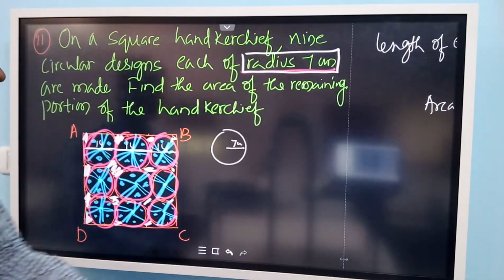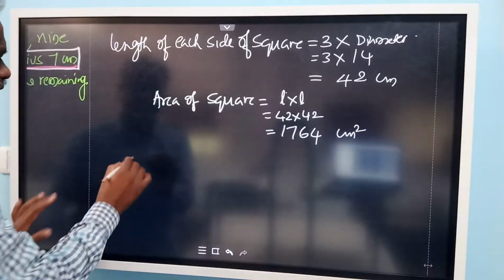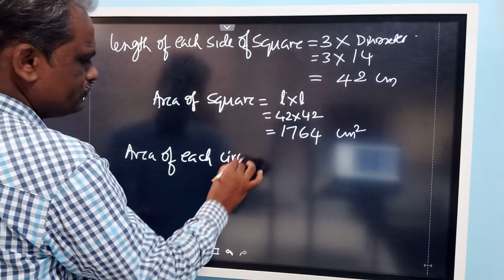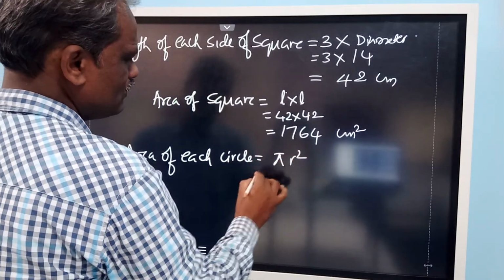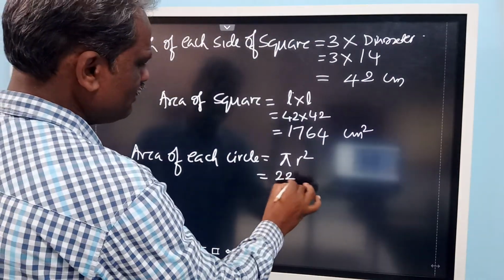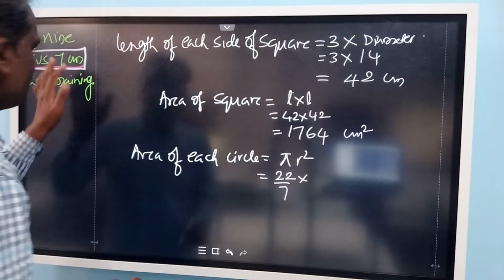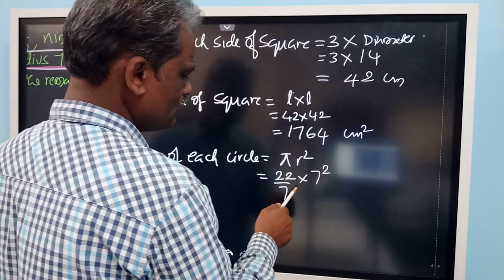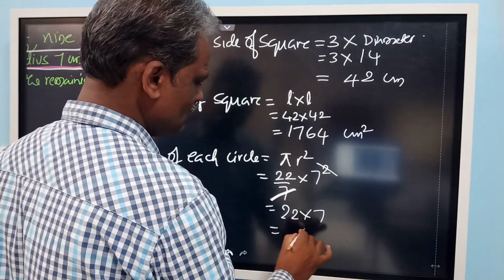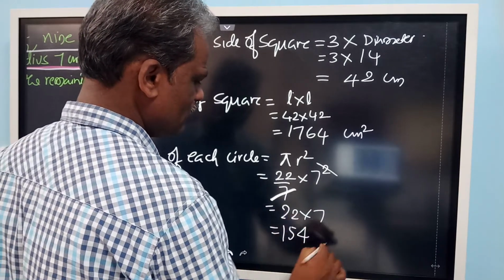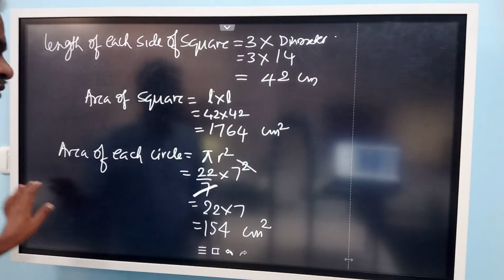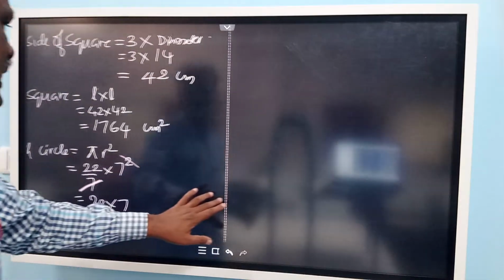Then area of 9 circles you have to find out. First let us find the area of each circle. So area of each circle is equal to pi r square. Pi value you can use 22 by 7, since it is not given. Radius is given 7 centimeter, 7 square. So cancel this square. So you will get 22 into 7. 7 2s are 14. Then 154 centimeter square. So now 154 centimeter square is the area of one circle. So you have to find out 9 times of that one.